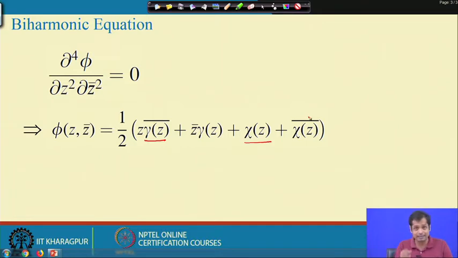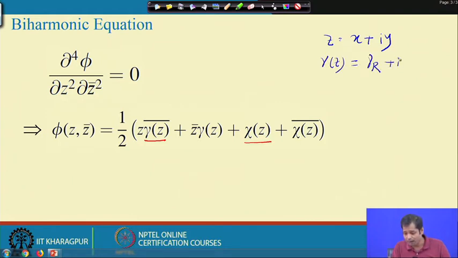So, that exercise, that derivation, I leave it to you; it is also given in the book. Now you see, z is equal to x plus iy. If gamma is a function of z, then gamma can also be written as gamma real plus i into gamma imaginary. That is how a complex function is written, as a real part and an imaginary part.